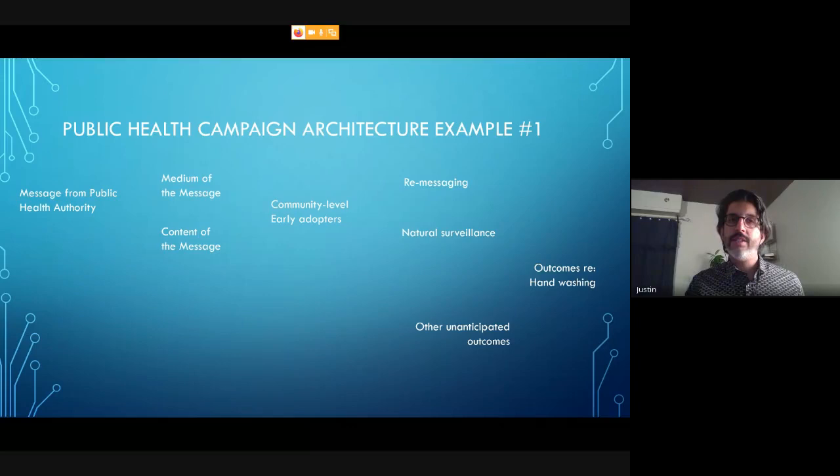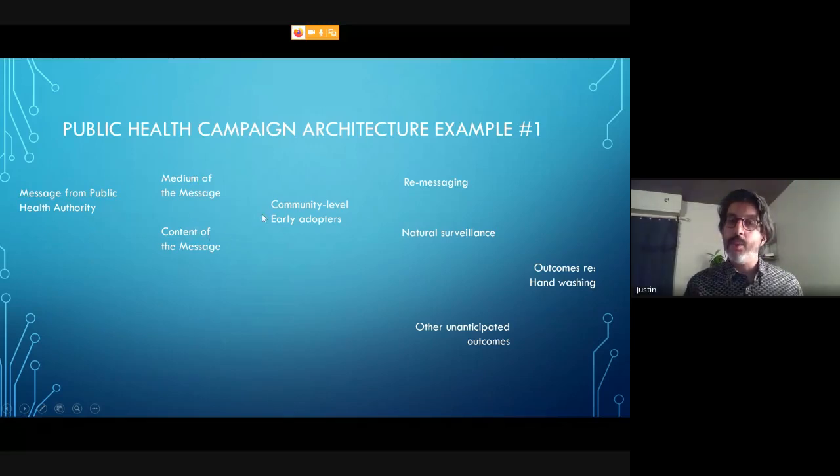CMO. So when I talk about the public health campaign architecture, you're taking this hand washing, for example. And remember, I just said that sometimes we think of an architecture as fairly straightforward, but then on closer inspection, you realize that there is a more hidden architecture going on. It just may not be so easily revealed on first thought. So say you have a campaign or a health official who has declared that you must follow these guidelines and wash your hands. So say you have this architecture: you have the message from the public health authority, then you have the content of the message, the medium of the message. Those are two important aspects of the architecture.